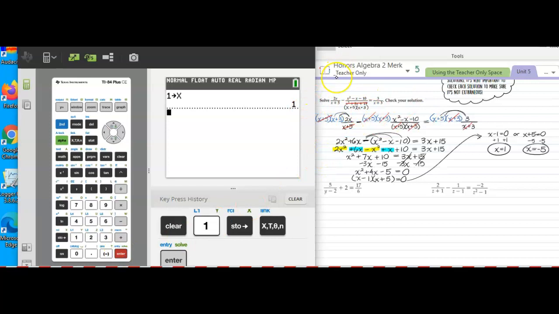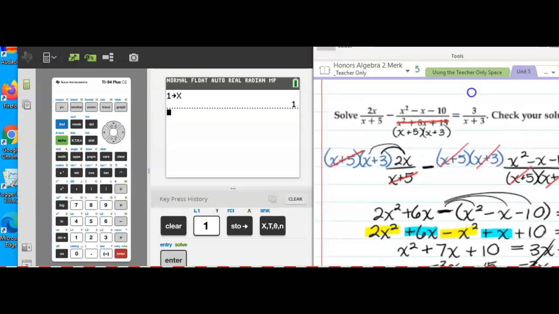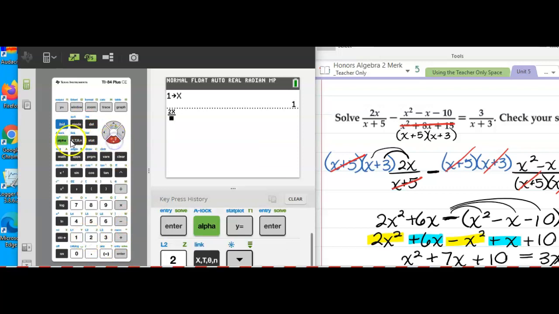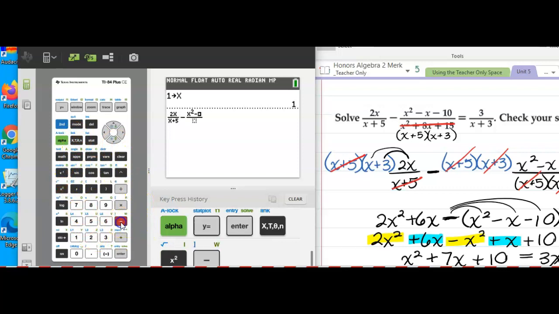Next, I'm going to just type the left side of this expression just how I see it. In fact, let me zoom in a little bit so we can read it better. I have a fraction, so alpha y equals 2x over x plus 5. Subtract another fraction, alpha y equals x squared, subtract x, subtract 10. In the denominator, x squared plus 8x plus 15. What do I get for an answer?